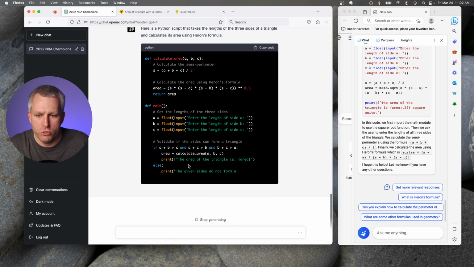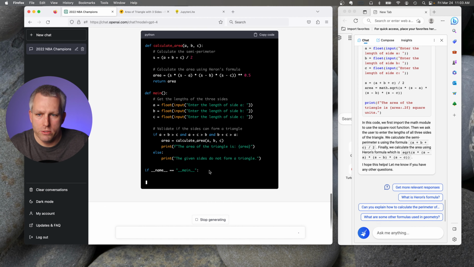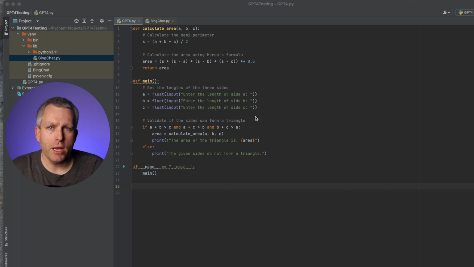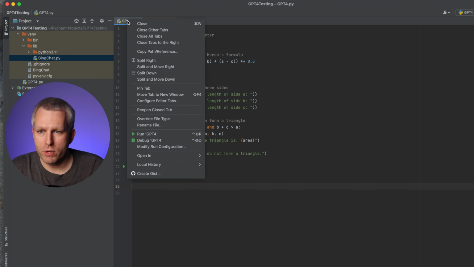So let's go back to GPT-4. It's still generating, so it is quite slow. You have to be a little bit patient. I copied each code into PyCharm to test it. So here I have the GPT-4 output and here I have the Bing Chat output. So let's run this with some example.